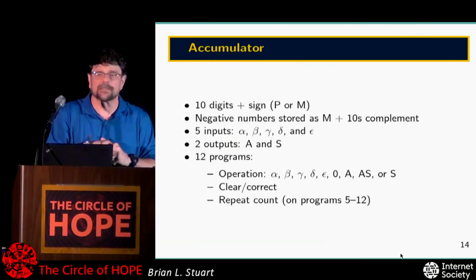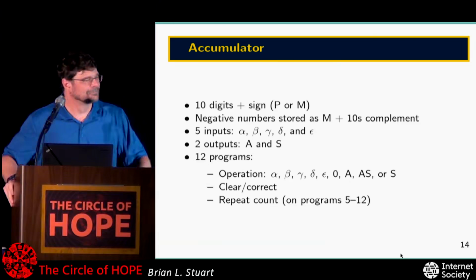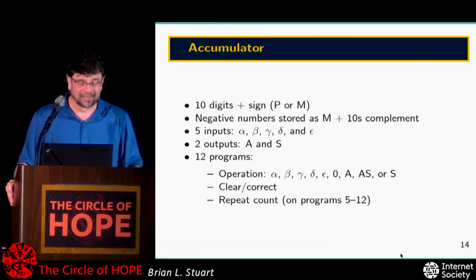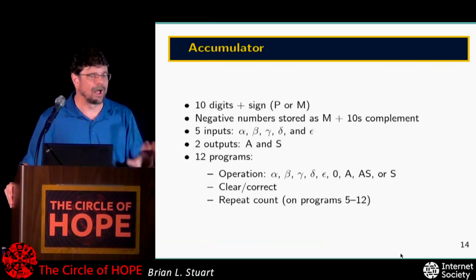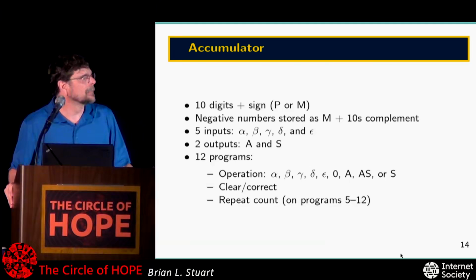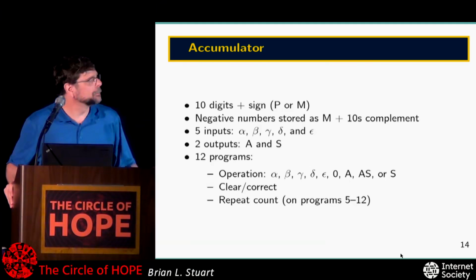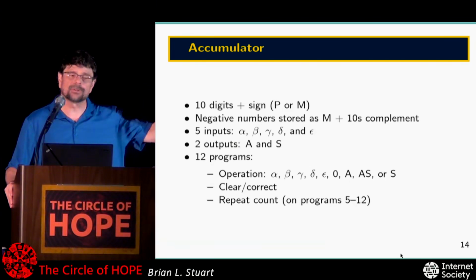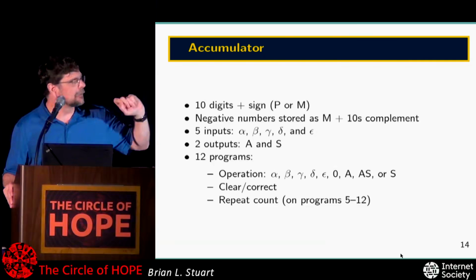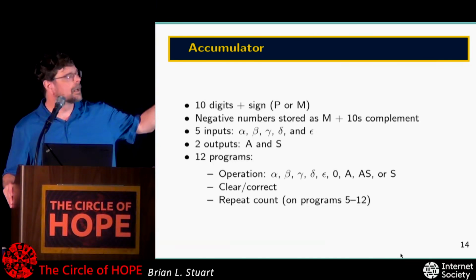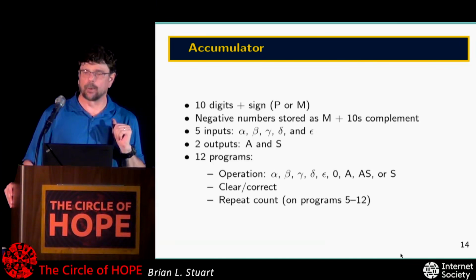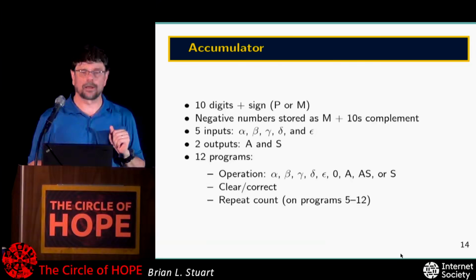You might think, aha, sign magnitude. Nope. They have a sign and tens complement. A little bit confusing to our modern eye, but it actually works pretty well. You had 5 possible inputs named by the first 5 letters of the Greek alphabet, 2 outputs, A and S. I'll talk a little bit more about those in a minute, but the idea behind those is if I want to add something, I'll send it out the A port. If I want to subtract it, I'll send it out the S port.